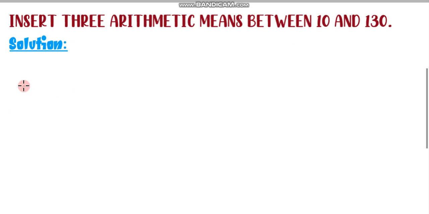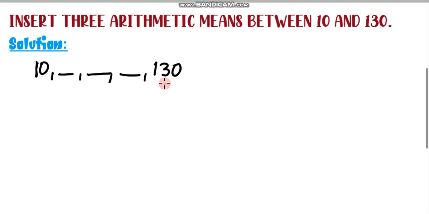For this example, we are now asked to find 3 arithmetic means between 10 and 130. So to give us an idea of how this looks, 3 arithmetic means between 10 and 130. Ibig sabihin, class, we are asked to find these 3 arithmetic means between 10 and 130.